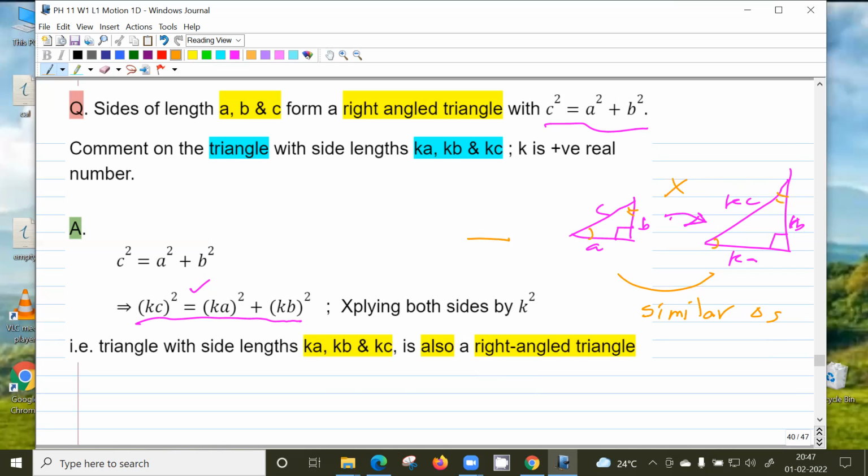Similarly, if we take half A, half B and half C, this is also a similar triangle. Here I'm shrinking by half, and here I'm magnifying by, say, 5 times. All these are similar triangles. You take the triangle and either expand it or shrink it. When I do that, the angles of the triangle will be the same, the angles will not change, but the lengths will change. This is an important thing.